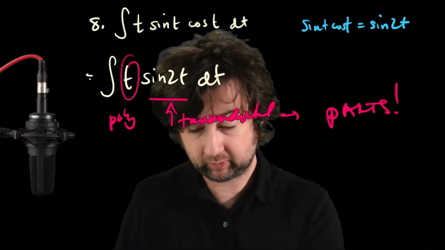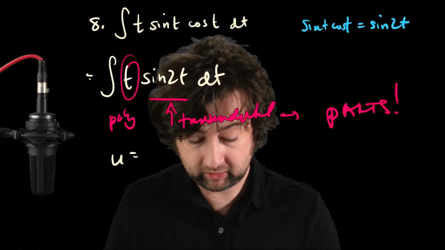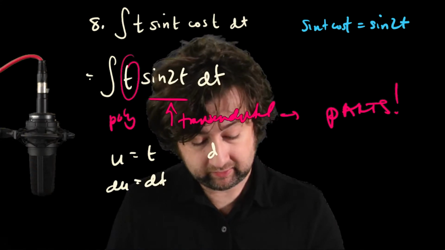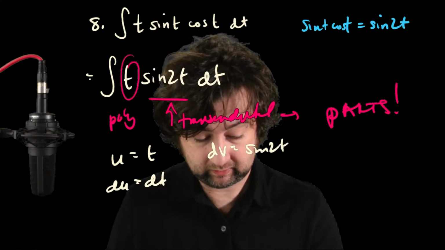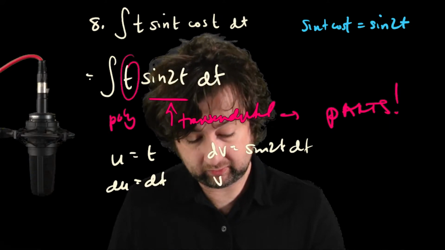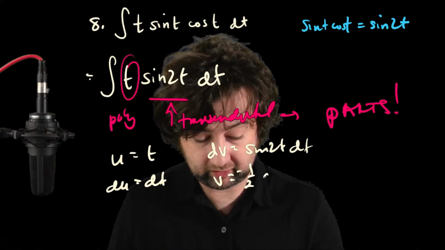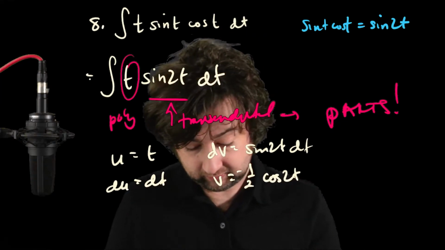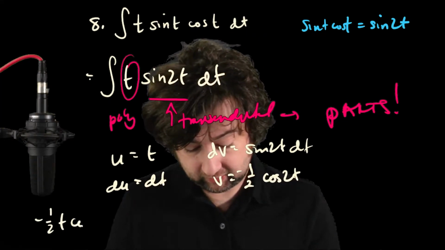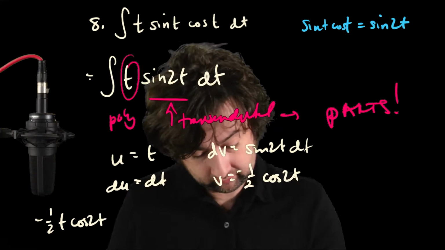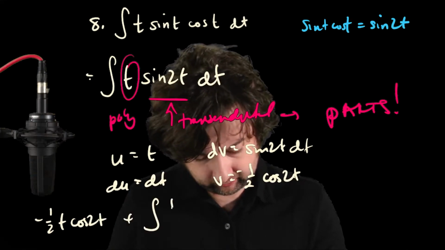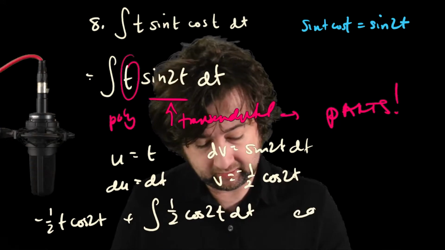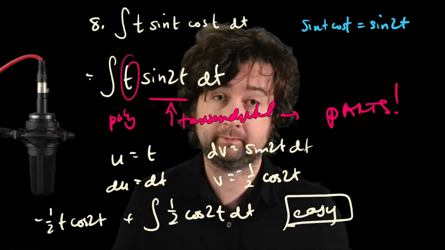The process for this problem is going to be to let u equal t so that du is just dt, and then dv is the sine of 2t dt, and so v is equal to negative 1/2 of the cosine of 2t. And what you end up with is minus 1/2 t cosine of 2t plus the integral of 1/2 of the cosine of 2t dt, and that integral is easy.